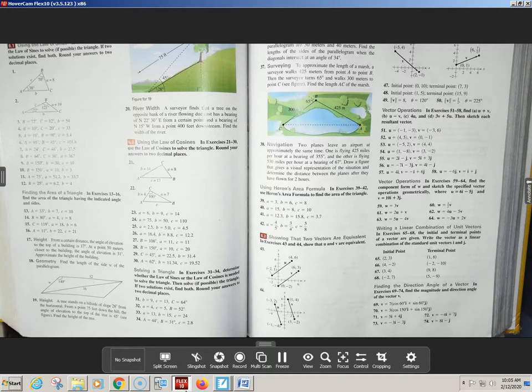You're also going to have a couple different areas. And guys, based on the areas, once again, if you're given all sides, please use Heron's formula. It's the bottom one with the S, but you have to know who S is to use it. But if you have a couple sides with an included angle, you can use the other one.